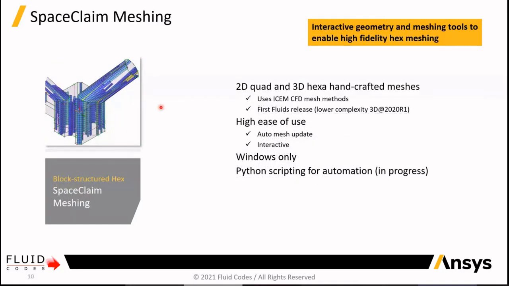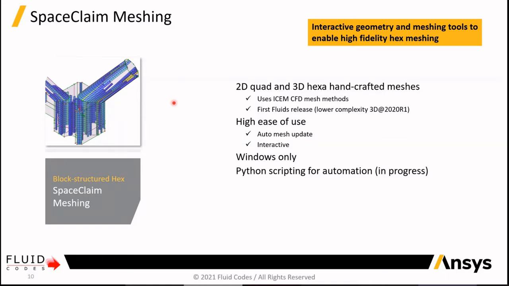So this is SpaceClaim meshing. This is the last tool available in the portfolio. This is very recent. As you can see, the first release for fluid dynamics applications is 2020 R1, so we are talking about 1 year ago. A lot of features from ICEM CFD have been migrated into SpaceClaim. So you can generate the geometry in SpaceClaim, and at the same time, you can create a hexa mesh, for example, in the same way you would do using ICEM CFD.